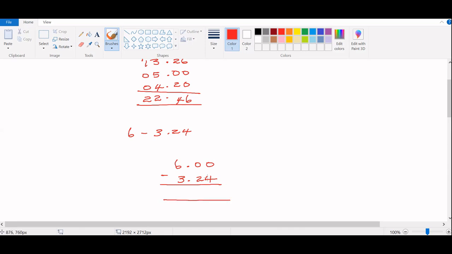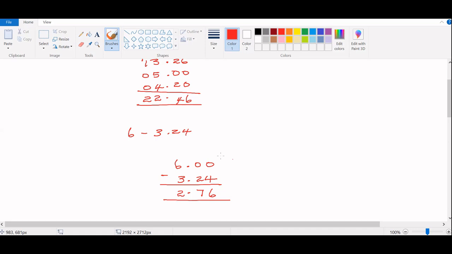0 minus 4, that cannot, so we have to borrow. I do a shortcut way and I say 10 minus 4 is 6. And since I said 10 here, I'll add 1 to this column and say 3. But I also have to say 10 here. So 10 minus 3 is 7. And since I added here, I will say this is now 4. 6 minus 4 is 2.